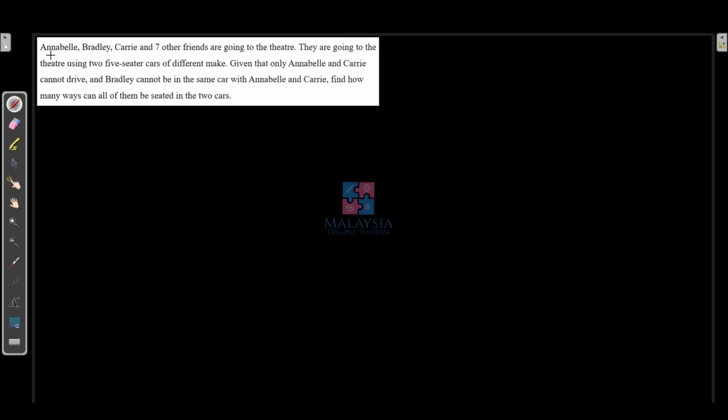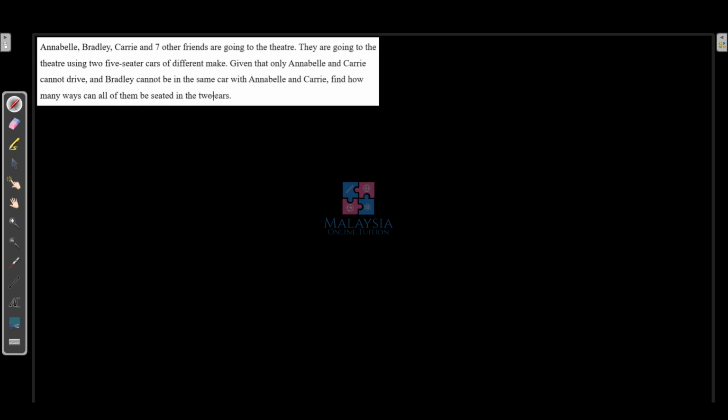Next, for question number 2, Annabelle, Bradley, Carrie, and 7 other friends are going to the theater. They are going to the theater using 2 5-seater cars of different make. Given that only Annabelle and Carrie cannot drive, and Bradley cannot be in the same car with Annabelle and Carrie, find how many ways can all of them be seated in the 2 cars.